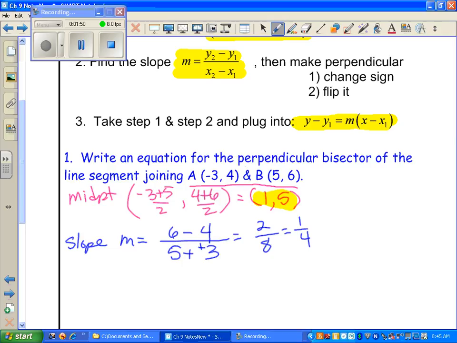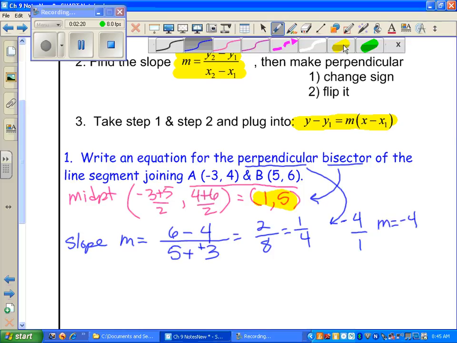This is the slope of the segment joining them, but we need to write the equation for the perpendicular bisector. So the midpoint is taking care of the bisecting, and the slope is supposed to take care of the being perpendicular. So we really don't want a slope of 1/4. We want the slope perpendicular to it. So what do we do to make the slope perpendicular? Reciprocal, and what else? And flip the sign. So the reciprocal would be 4/1 and make it negative. So the slope that we need to use is -4. So we've done 2 out of 3 of the steps so far.